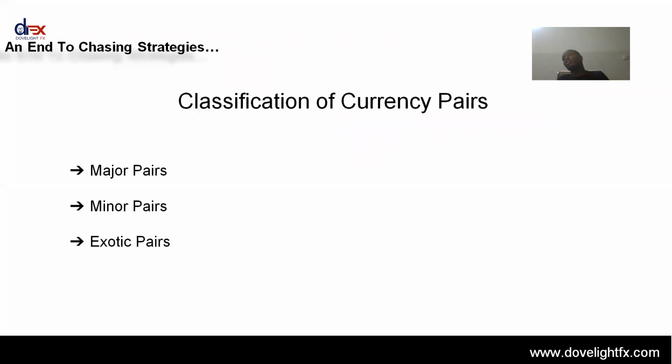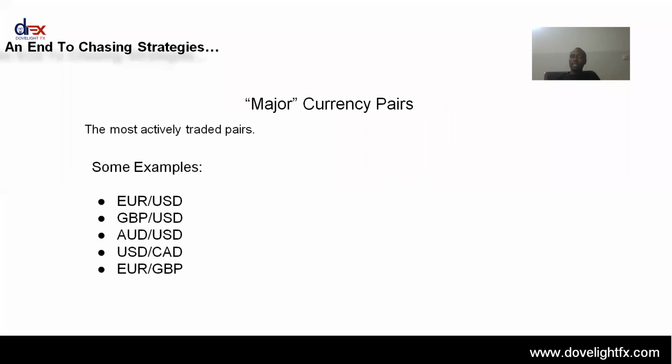And now we have the classification of currency pairs. These currency pairs are classified into three: our major pairs, our minor pairs, and the so-called exotic pairs. The major pairs are called major pairs because they are the most actively traded pairs. In some books, you will find people saying the major pairs are all those pairs that have USD attached to them.